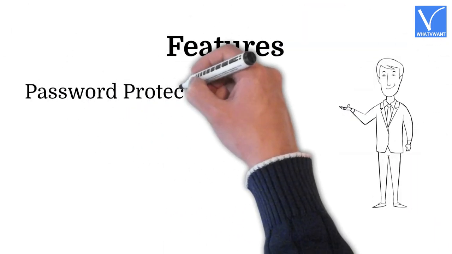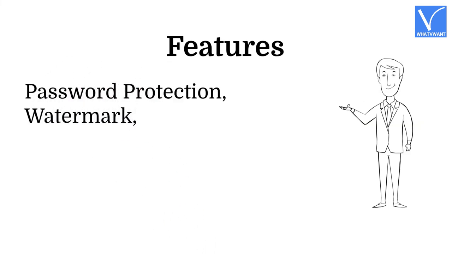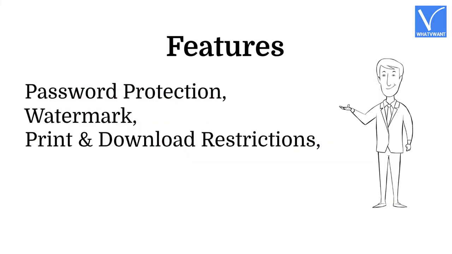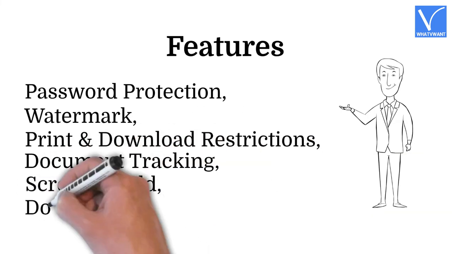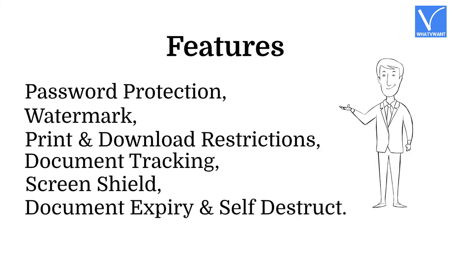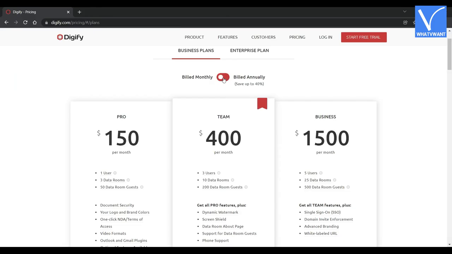Features: password protection, watermark, print and download restrictions, document tracking, screen shield, document expiry and self-destruct. Pricing: the virtual data rooms of Digify are available in 3 different plans, such as Pro, Team, and Business. Payments can be done on monthly and annual billing. Here are the prices of monthly billing, and these are the prices of annual billing.